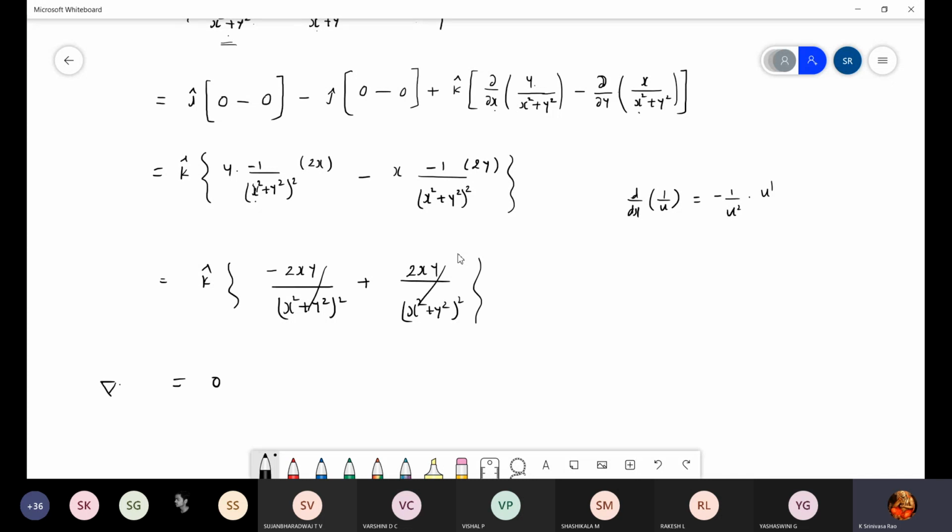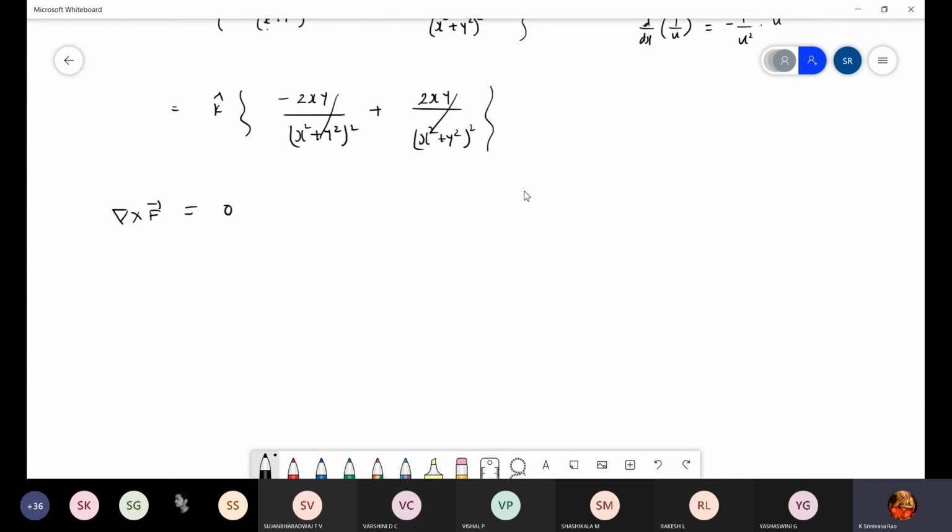Curl f is 0, therefore f is irrotational. Got it? So differentiation is very important here. The concept of partial differentiation is very important.